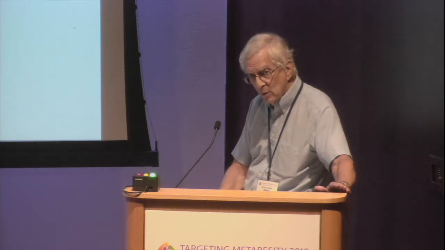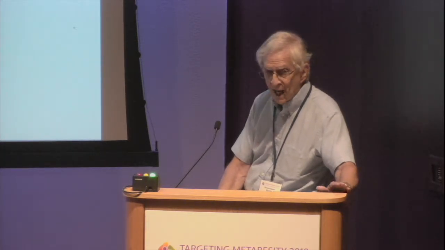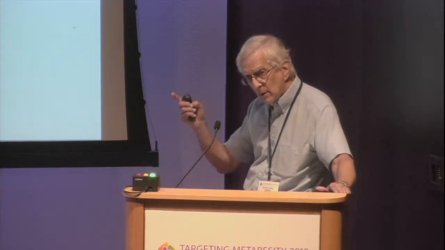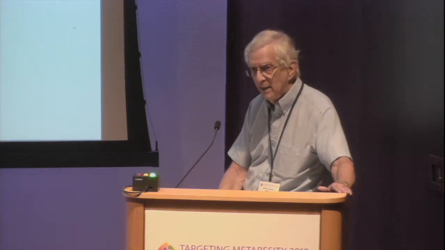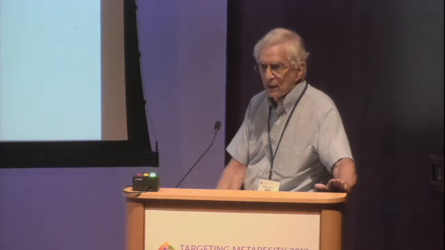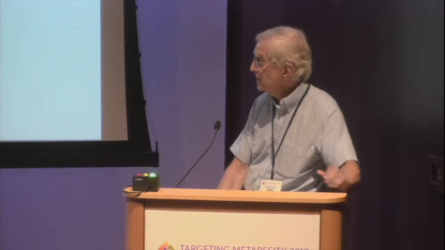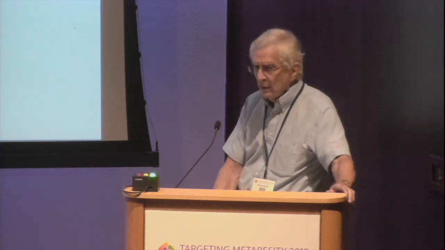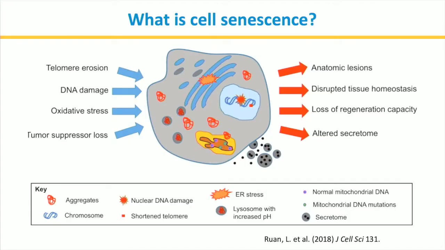What Hayflick showed, and others have clearly reproduced, is that that's not the case, and that after a predictable number of cell divisions, cells stop dividing. And that state, largely irreversible, is called cellular senescence. Now, importantly, there are a number of factors which can lead to senescence of the cell, some of them illustrated here: telomere erosion, DNA damage, oxidative damage, loss of tumor suppressors.